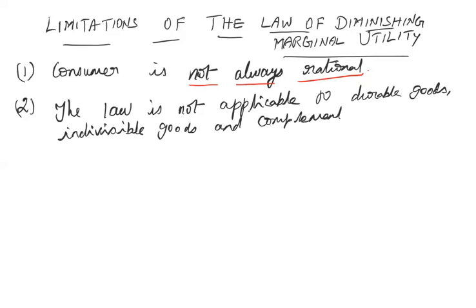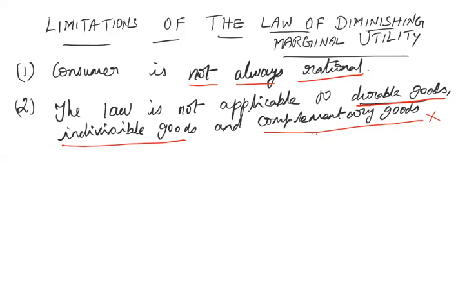Now, why is this law not applicable to all these kinds of goods? I mentioned to you, the law of diminishing marginal utility is dealing with only one particular commodity. What is the relationship between the quantity of commodity X and the total satisfaction received by the consumer of that particular commodity X? So we are ruling out the complementary goods because complementary goods involve more than one commodity. So it is not applicable to complementary goods.